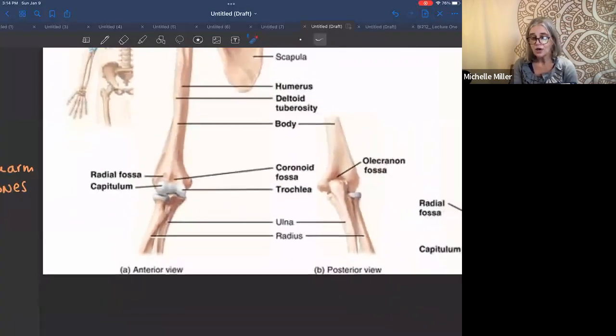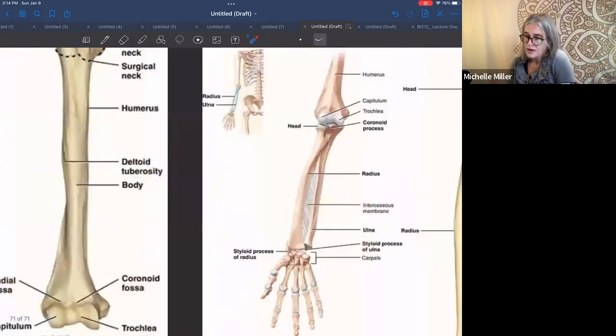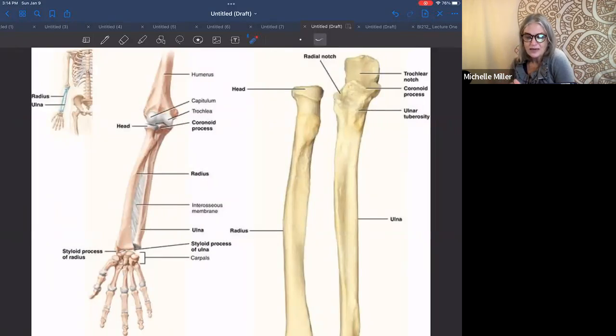You do not need to know the individual parts of the bones, but you need to be able to identify the difference between the radius and the ulna. Let's look at a better image showing the radius and the ulna. The radius at its proximal end, the end closest to the center of the body, has a head. This is the head, a flat end. If we looked at it in three dimensions, this is a notch. This is the trochlear notch, and it is going to articulate with the trochlea of the humerus. The head is going to articulate with a part of the humerus called the capitulum.